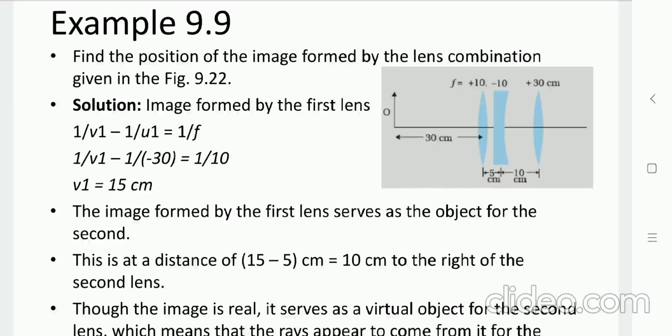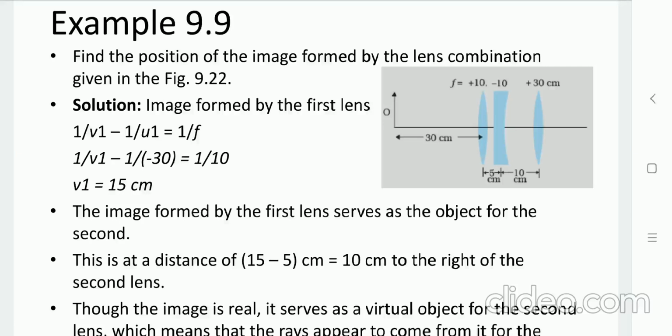So the image formed by the first lens is now considered as an object for the next one. Here the image is generated at 15 centimeter and the distance between the two lenses is 5 centimeter. So let us subtract it: 15 minus 5. So we have a distance of 10 centimeter, to the right of the second lens. The image is positive, which means real. It is defined as a virtual object for the next lens.